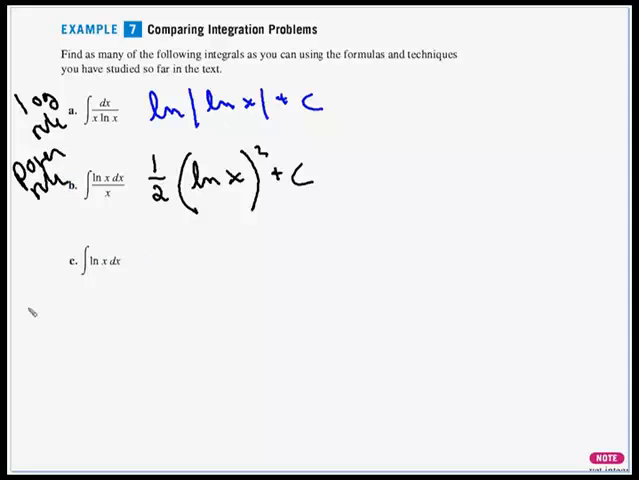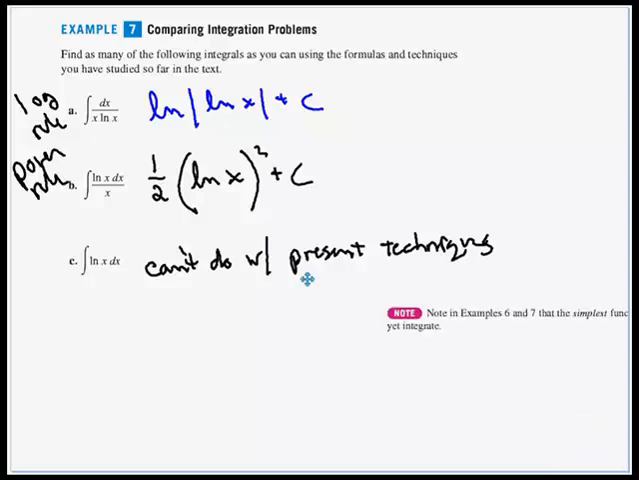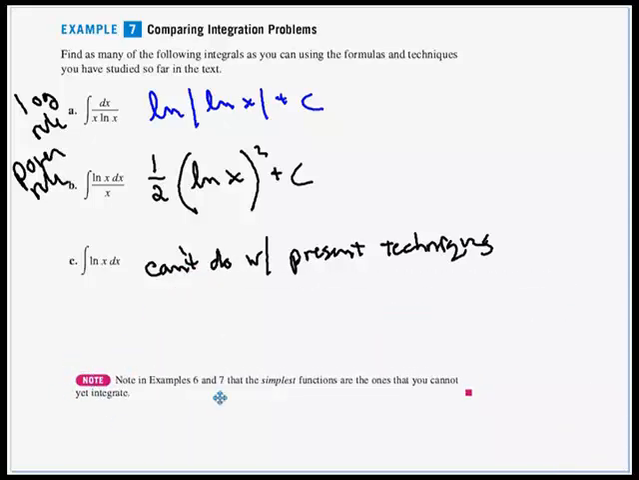Now how about the last one? The antiderivative of the natural log of x dx. This is something we can't do with present techniques. Now note, in the last two examples, 6 and 7, it was the simplest form of the function that we cannot integrate. Here we got rid of the x altogether, and it's just the simple natural log of x. That's the one we could not perform yet.